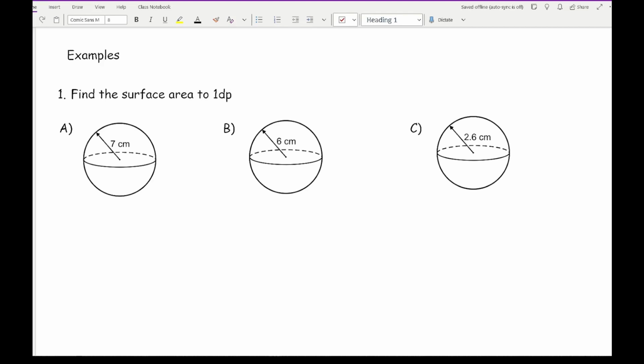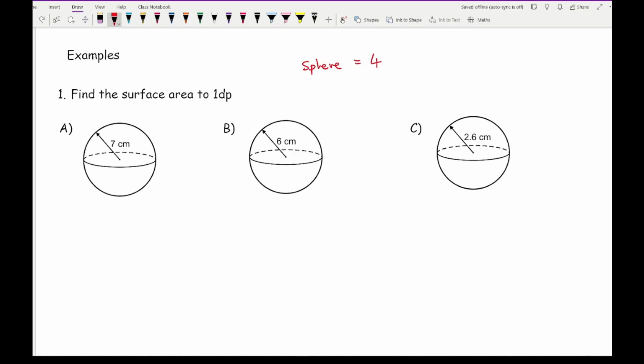Now I always recommend students, when dealing with volume and surface area questions, to always start by first identifying what the shape is and then trying to write down what the formula is. So here we've got a sphere for all these 3 questions, and we know that the formula is 4 times pi times r squared. Looking at question A, we can see that we've been given that the radius is 7. So all I need to do is substitute it straight into the formula.